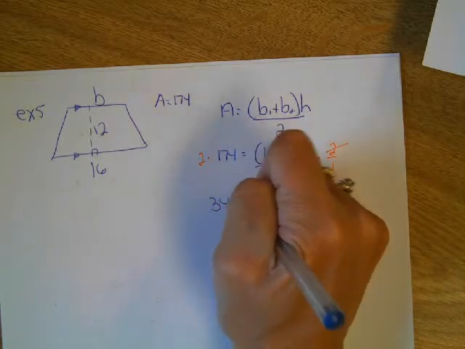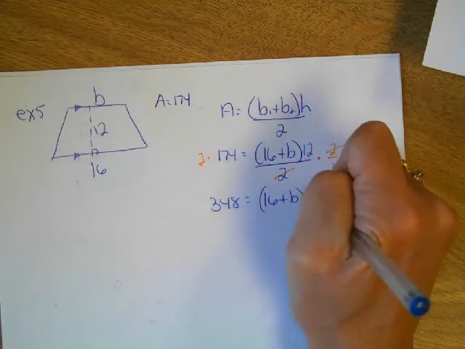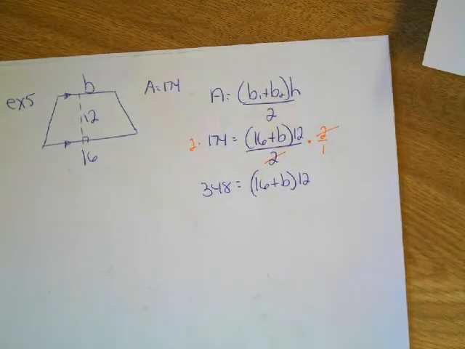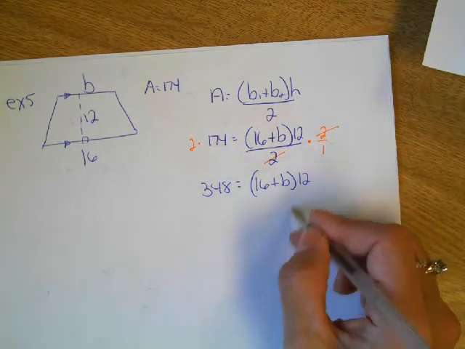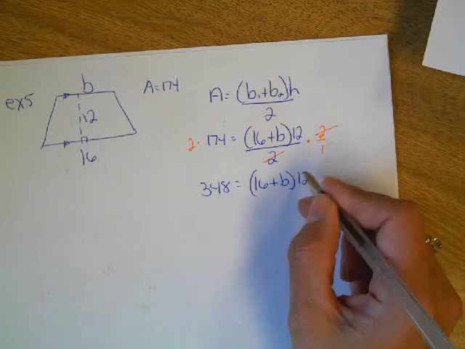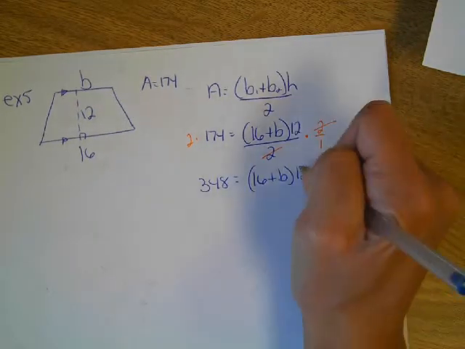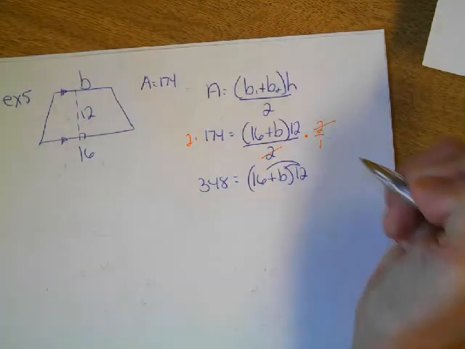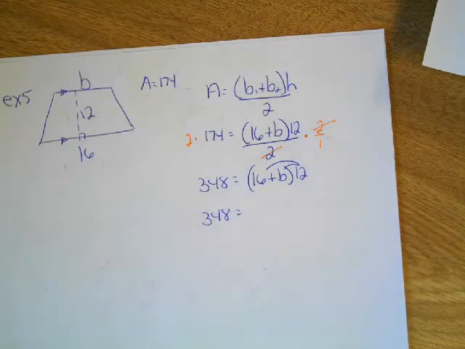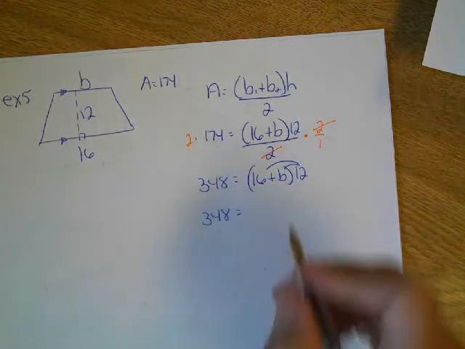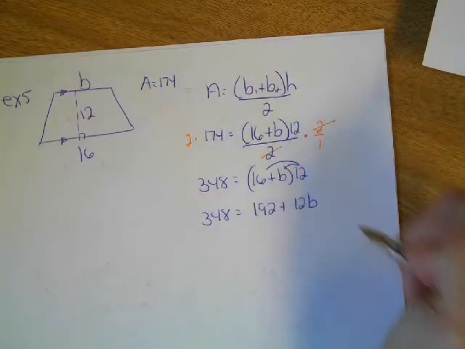348 equals 16 plus b in parentheses times 12. Now at this point you have options. It would be legal to divide by 12 on both sides and just cancel over here, or you can distribute the 12 and get rid of the parentheses. I'm thinking that's what might make you feel best, is distributing. Less chance for error there. 16 times 12 is 192 plus 12b.